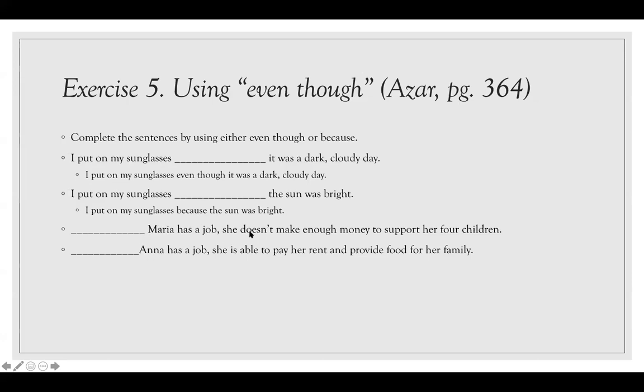So Maria has a job. She doesn't make enough money to support her children. So even though somebody has a job, they still don't make enough money. Even though is the word that is unexpected. It's an idea that's unexpected, right? Two contrasting ideas that are unexpected. Here it's expected. Anna has a job. She's able to pay for her rent, provide food for her family. So we use the word because.